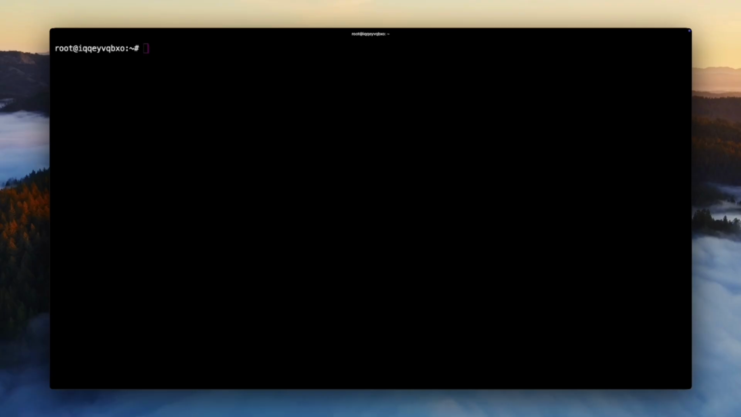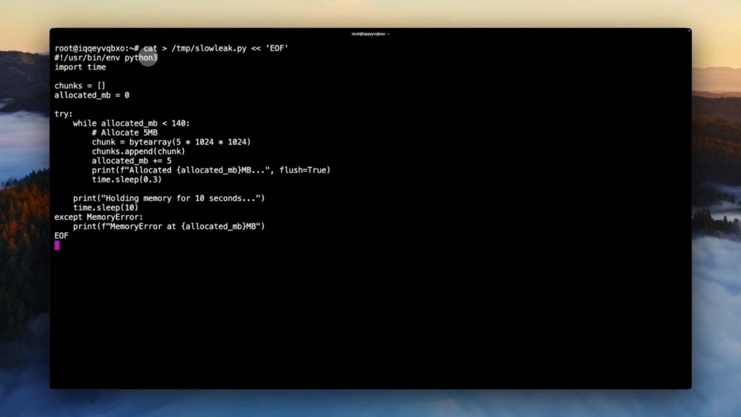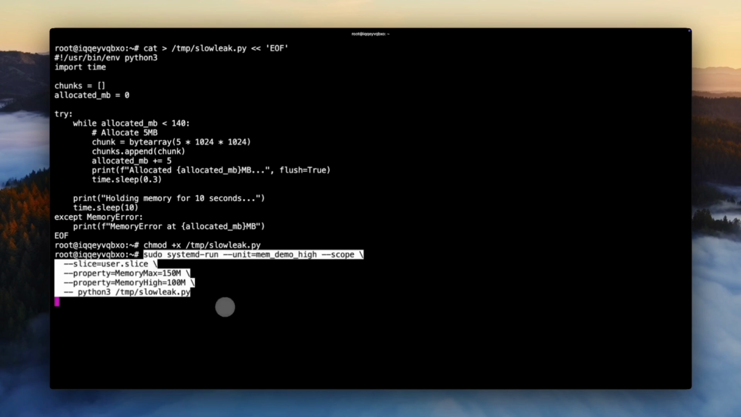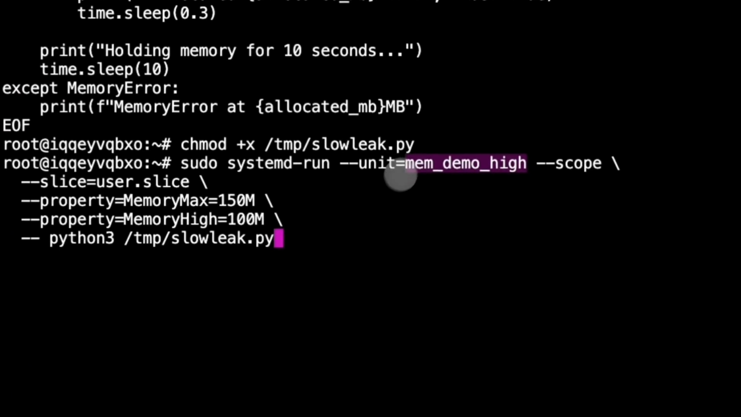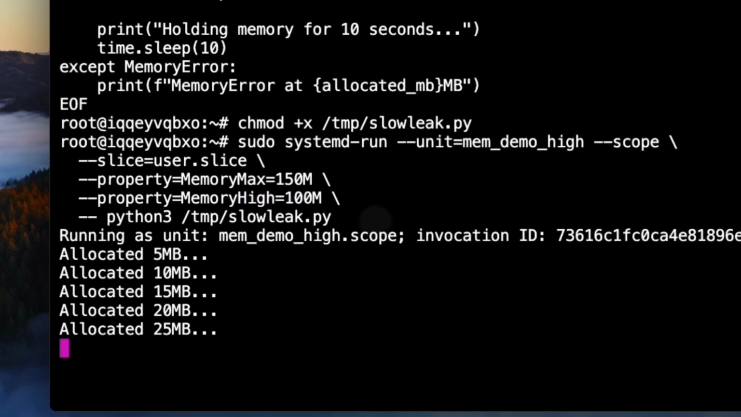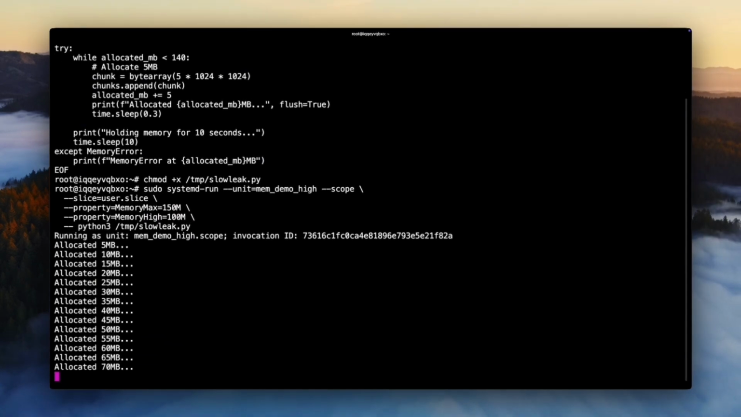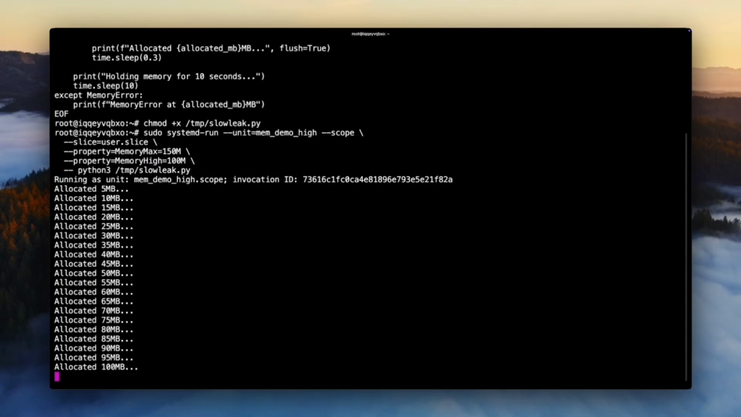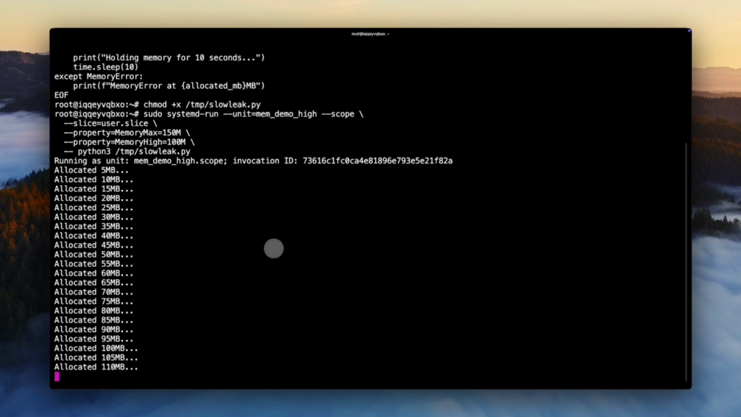But v2 adds a soft limit by memory.high, and let's demonstrate the difference. We will create a modified script that allocates up to 150 megabytes but stays under the 150 megabytes hard limit. And then run with soft limit at 100 megabytes and hard limit at 150 megabytes. And we see that the process runs fast until 100 megabytes and then slows down after 100 megabytes but doesn't die. When memory exceeds memory.high, the kernel doesn't kill the process.